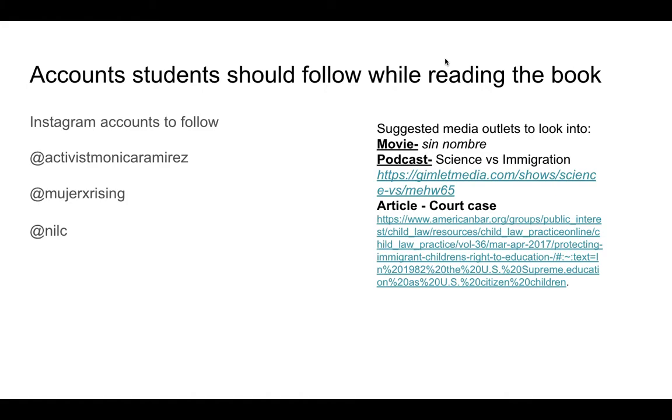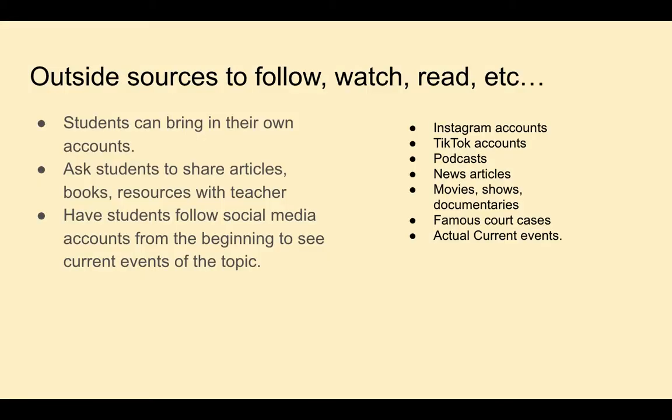While we're reading this book, an important thing we want students to do, or that they could do, these are suggestions, is to follow different accounts through social media. For example, I have specific ones about immigration that touch on current events. One's an activist, and one is an immigration legal team. I also provided a movie, a podcast, and a court case article. So students have different ways through the media to digest what's going on in the book to help them understand more, and they can see current events, things that are happening today, while they're reading this book.